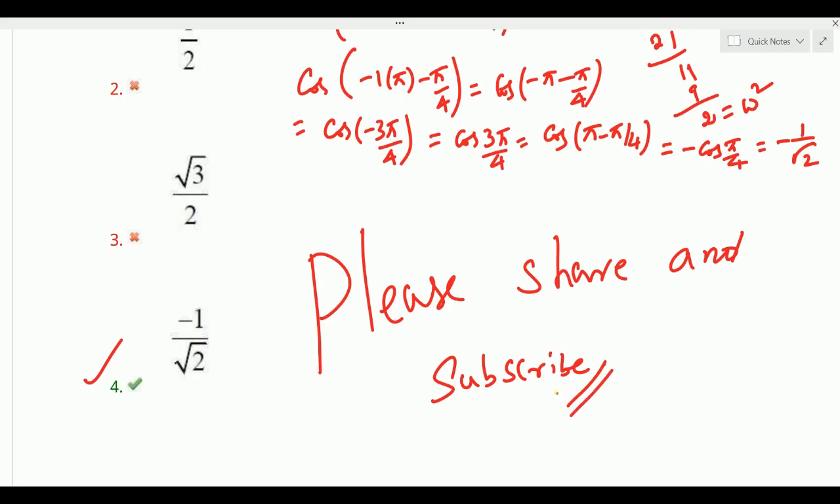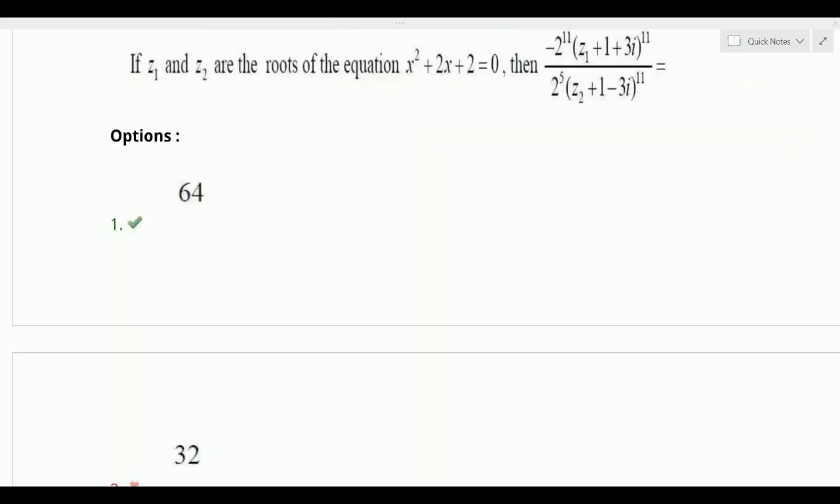ఓకేనా, now look forward the next question. Yes, in this question what is given? If z1 z2 are roots of the x square plus 2x plus 2 is equals to 0 and the quadratic equation ఇచ్చారు. Then he is asking the minus 2 power 11 of z1 plus 1 plus 3i whole power 11 whole divided by 2 power 5 of z2 plus 1 minus 3i whole power 11. To find out this result we have to find out roots of the given equation.